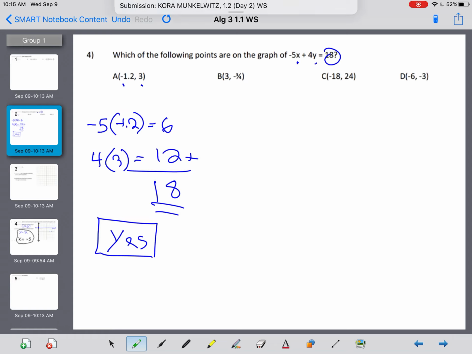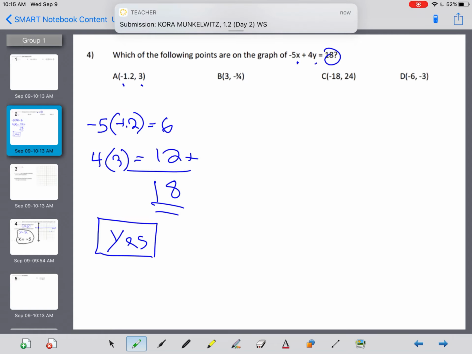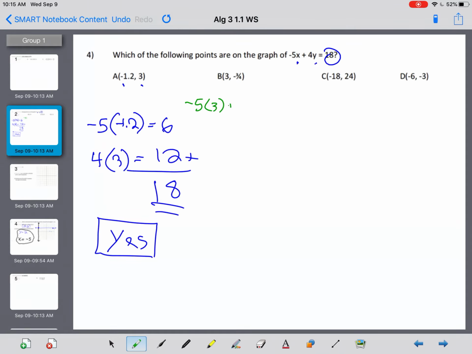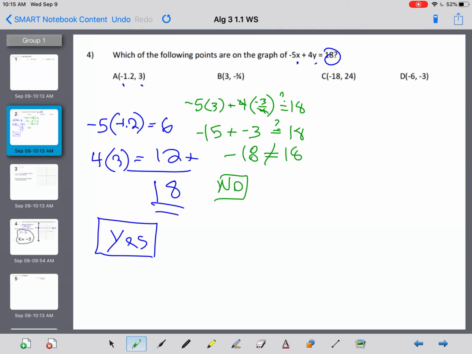Doing the same process, we can do this a little bit differently. I can say negative 5 times 3 plus 4 times negative 3/4. Does that equal 18? So here I get negative 15. Here, the 4's cancel, and I get negative 3. That actually equals negative 18, so we'd say no, they're not the same.